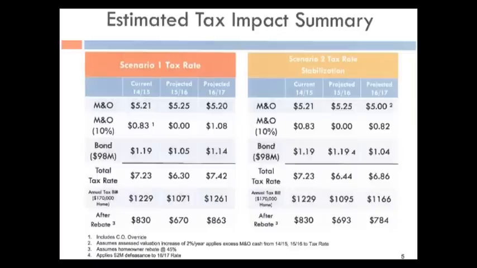If you move to the second scenario, which is we try to use some of this cash position, and that includes the bond, you can see that the M&O rate drops to $5 in 16-17 because we're applying the cash to reduce the levy. The override on the M&O is 82 cents. That's that $18.6 million applied against our estimated assessed valuation.